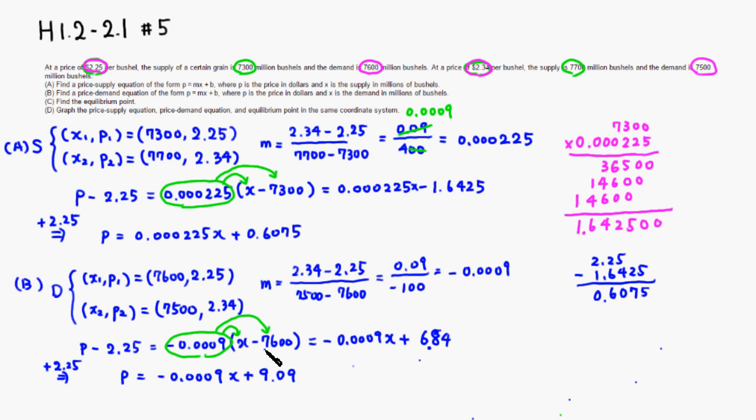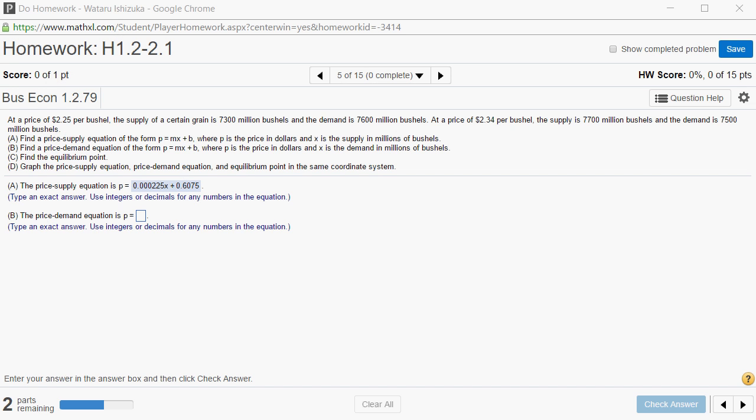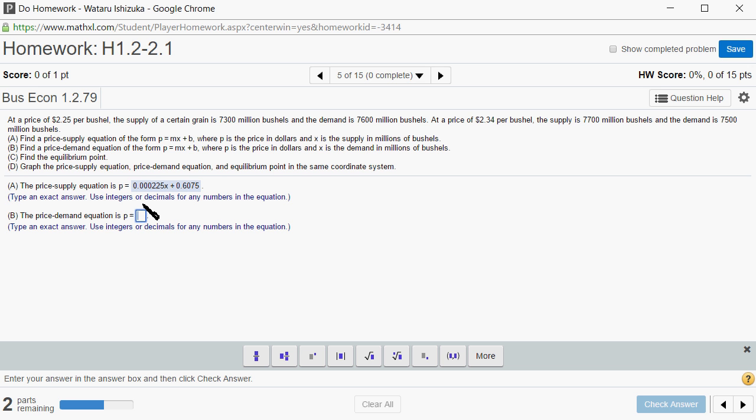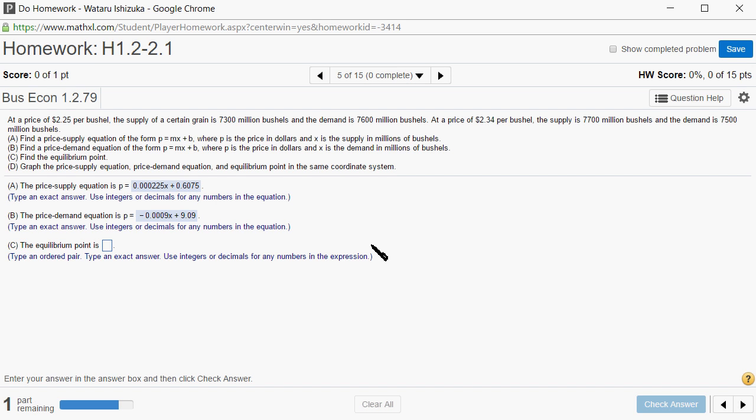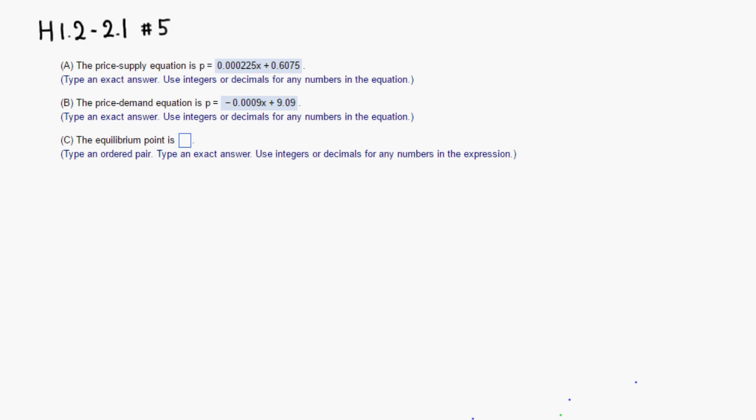Right, so let's type this in. P is going to be negative 0.0009x plus 9.09. Alright, let's check the answer. Alright, we got this one correctly. Then we want to find the equilibrium points.